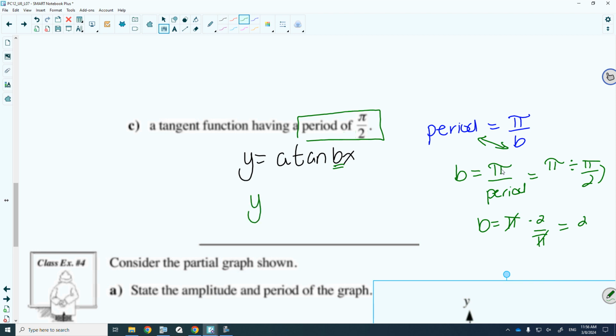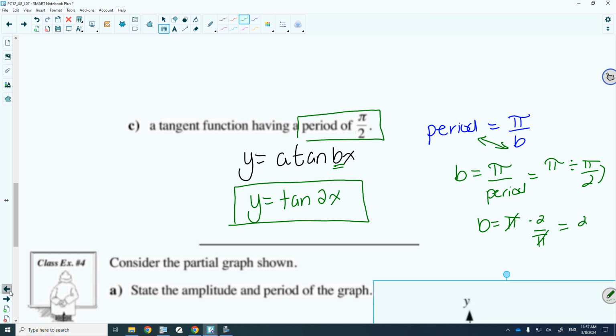So for my equation, the a value, so no amplitude, right? Is there a vertical stretch? It's just a 1 if they don't tell us. So it's tan of 2x. That would be this equation. Okay.